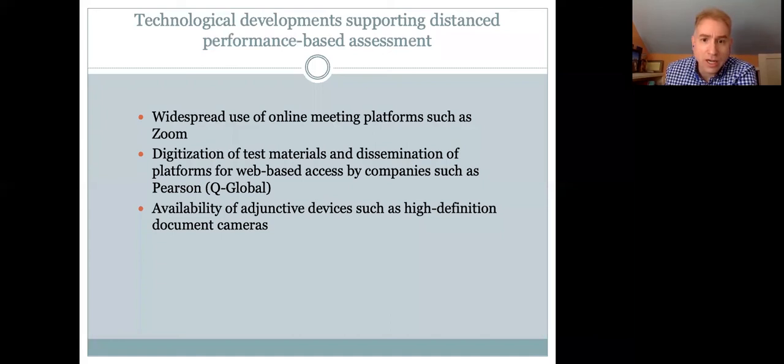And then also adjunctive devices like high definition document cameras, which would be just a camera that you can use, better than your webcam, to show materials to a child from home. So the technology around this is actually surprisingly good, in my opinion.